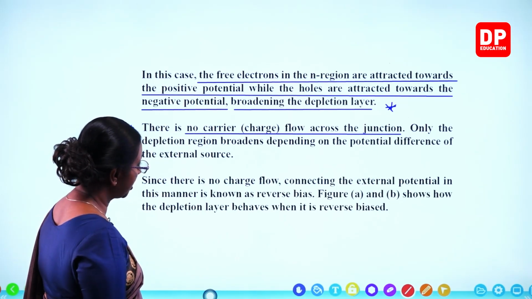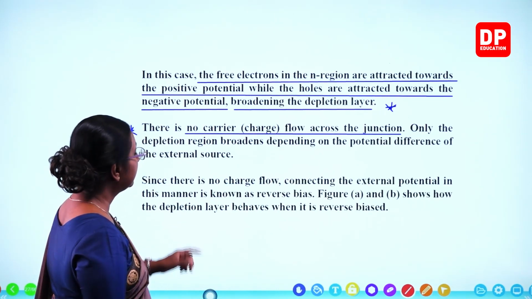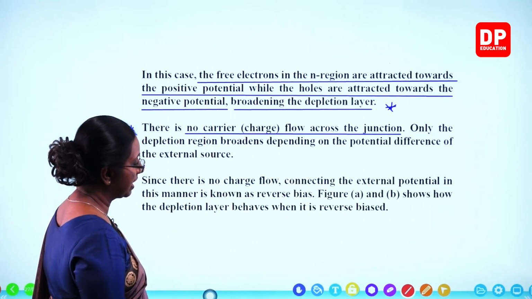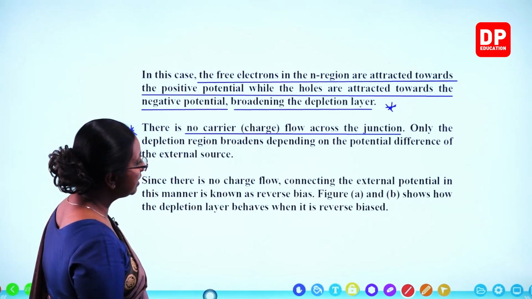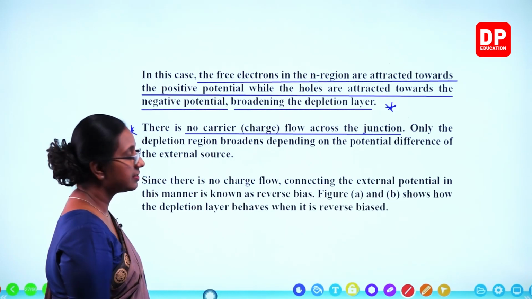Since there is no charge flow, connecting the external potential in this manner is known as reverse bias. So, figures A and B show how the depletion layer behaves when it is reverse biased.